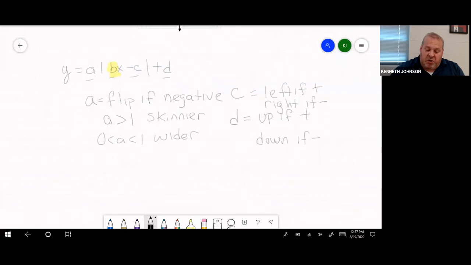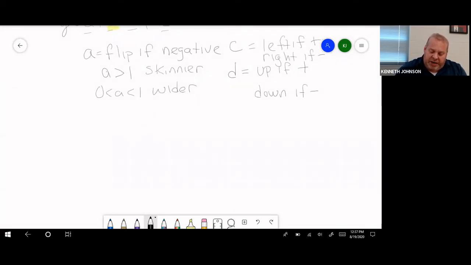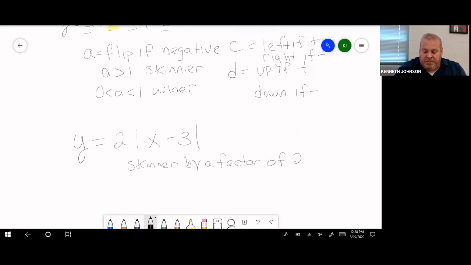And what the different variables can do. So I want you to just pause this after I write it and think about what would happen to this. So pause it now and answer to yourself. All right. So the 2 right here is more than 1, so it would make it skinnier, it's steeper. And the C is -3, so it'd move it to the right 3. So this would be skinnier or narrower by a factor of 2, and move 3 to the right.